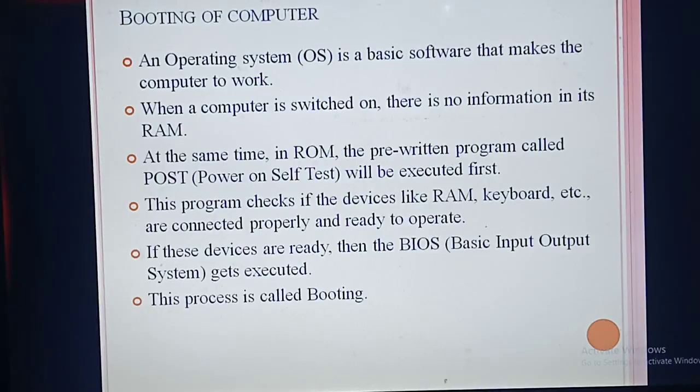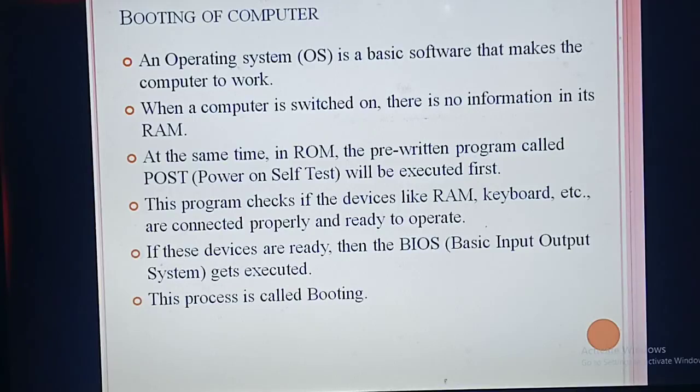Important 1 mark question, please note it down. ROM contains a pre-written program called dash. Important 1 mark question: POST, that is power on self-test. So immediately when you switch on the computer, this program will execute first. Listen carefully, when you switch on the computer, at the starting stage there is no information in the RAM. At the same time, in the ROM, a preloaded program is already there, called POST, power on self-test, and that will execute first.